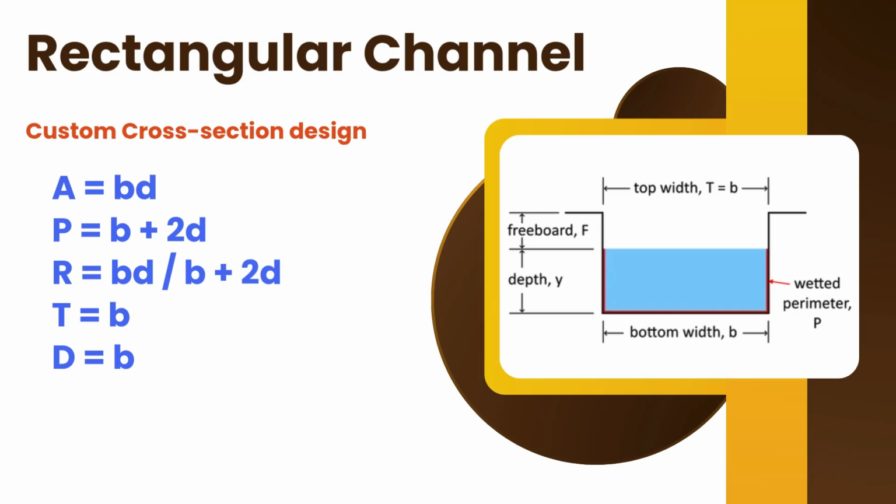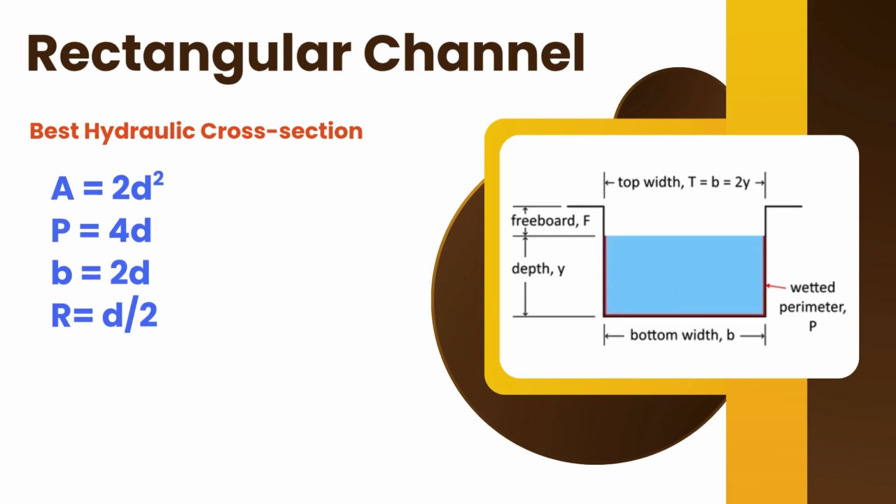These formulas are essential during the initial design phase, where you adjust dimensions to meet the specific needs of a project. 2. Best hydraulic cross-section, or most efficient section. Now, if you're aiming for the most efficient flow, there's a special version of the formula that gives you the best hydraulic cross-section for a rectangular shape. This version is optimized so that the water flows with the least resistance and the highest efficiency, making it ideal for saving materials and reducing energy losses.